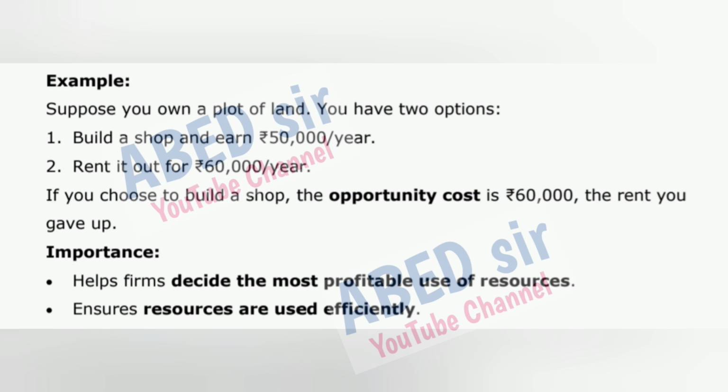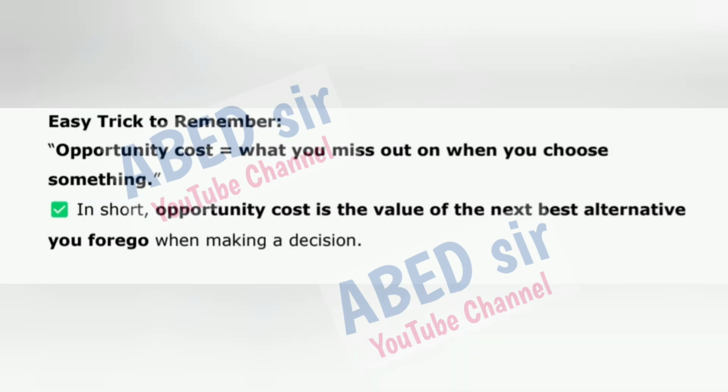Importance: helps firms decide the most profitable use of resources. Ensures resources are used efficiently. Easy trick to remember: opportunity cost is equal to what you miss out on when you choose something. In short, opportunity cost is the value of the next best alternative you forgo when making a decision.